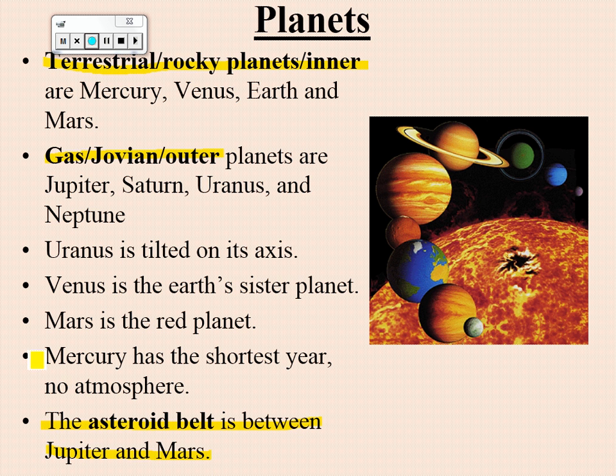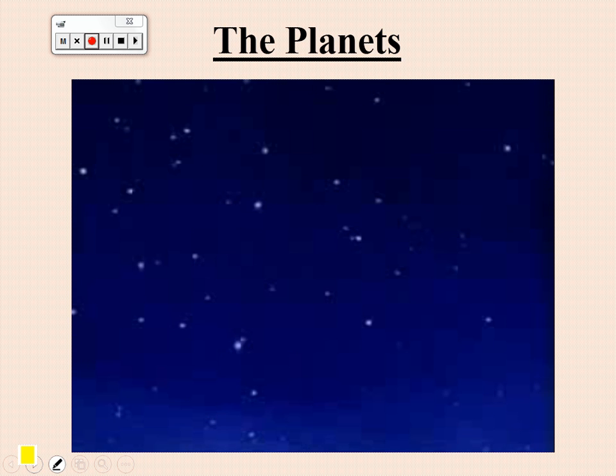I'm going to put Mercury, shortest year, 88 days, by the way, no atmosphere. Mars is the red planet. Venus is Earth's sister planet. Uranus is tilted. And then you should know the order of the planets. Okay, we're going to skip that.